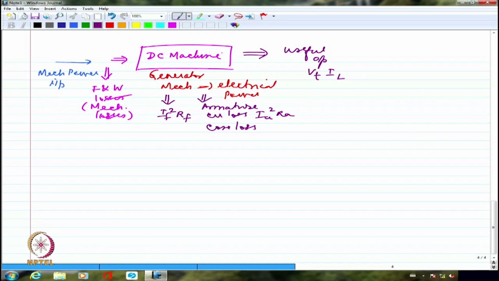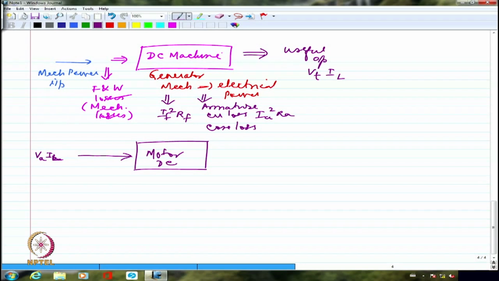Whereas if I look at the motor, I am going to have the motor here where I have to give the input as maybe VA and IA. So I have to give armature voltage and armature current totally. Rather than saying IA, maybe I might like to say it is IL, because it is the total line current that I am passing into the machine.